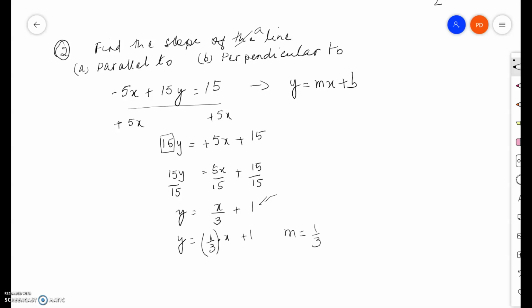So let's go back and answer the question. What is the slope of a line parallel to the given line? Parallel lines have same slope. So the answer is 1/3.